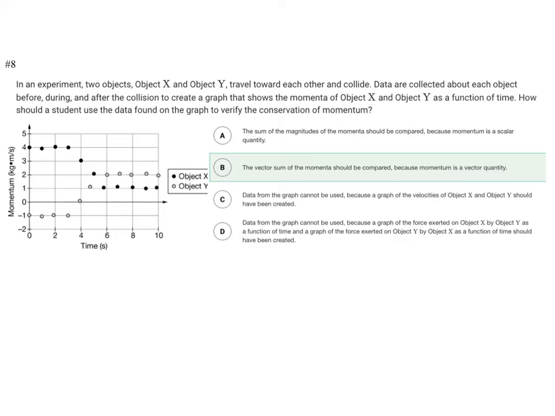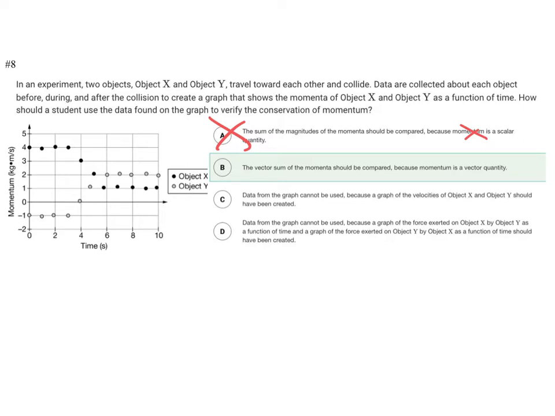So A, the sum of the magnitudes of the momenta should be compared because momentum is a scalar quantity. Well, momentum is not a scalar quantity, so this one's out. B, the vector sum of the momenta should be compared because momentum is a vector quantity. Well, that is certainly a true thing, that momentum is a vector quantity, so this is at least potentially in the running.